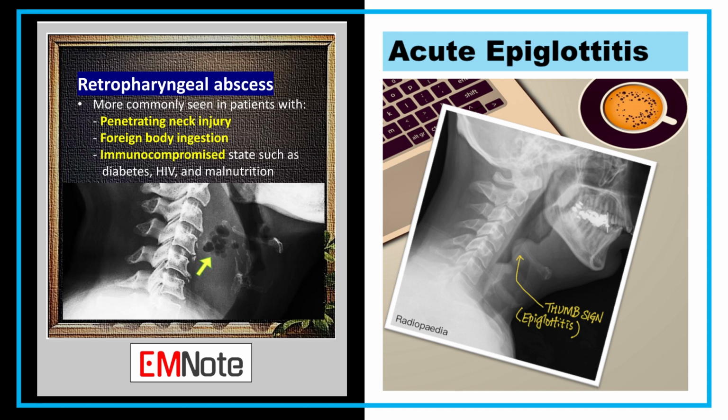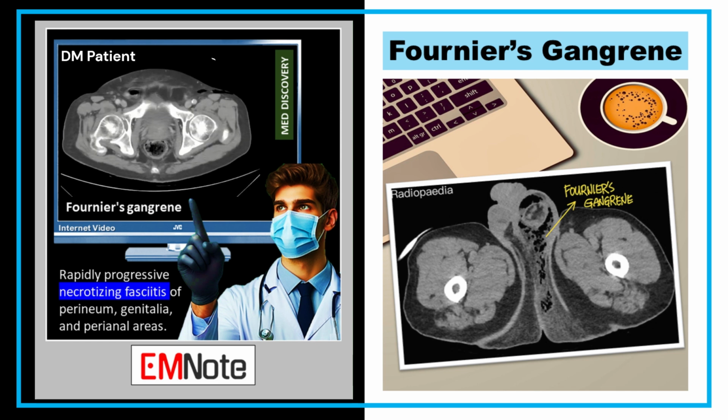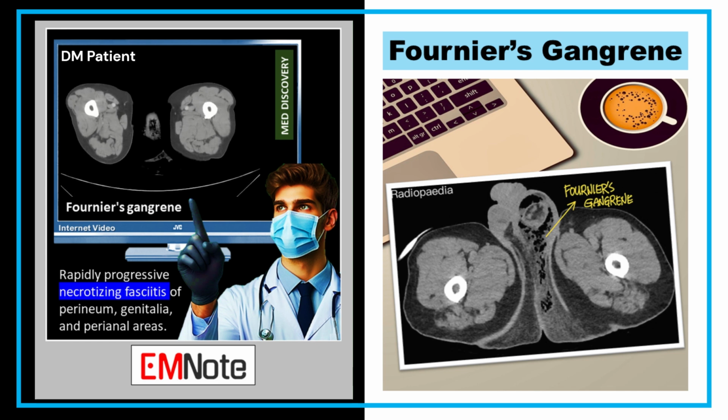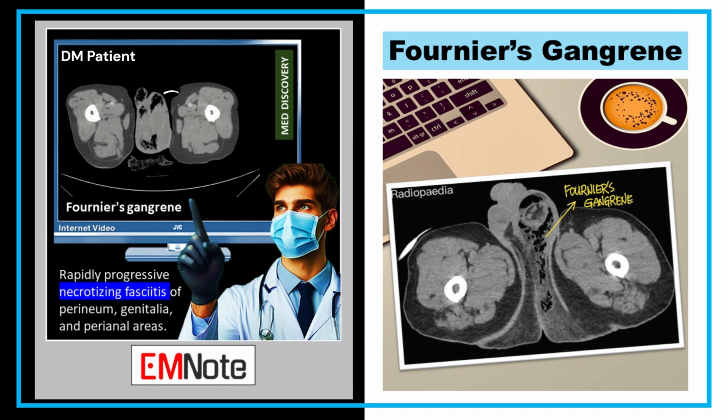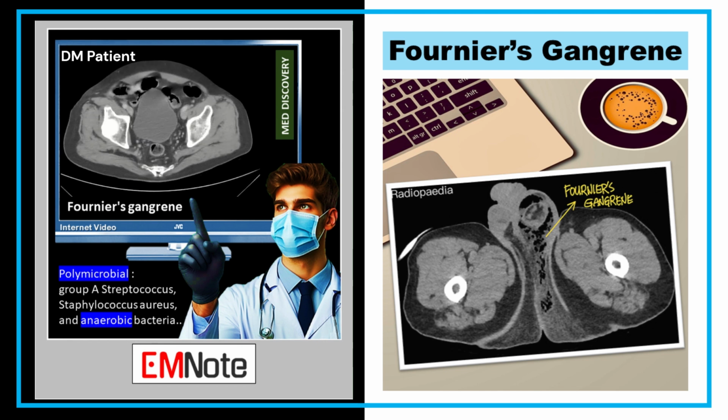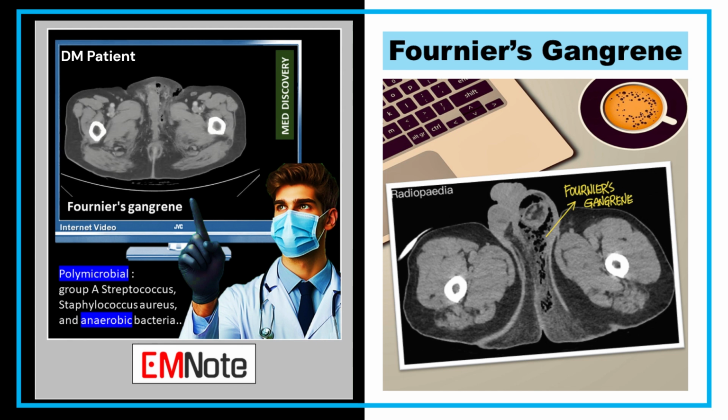Fournier's gangrene is a rapidly progressive necrotizing fasciitis involving the perineum, genitalia, and perianal areas. It is caused by a polymicrobial infection, commonly involving group A Streptococcus, Staphylococcus aureus, and anaerobic bacteria.